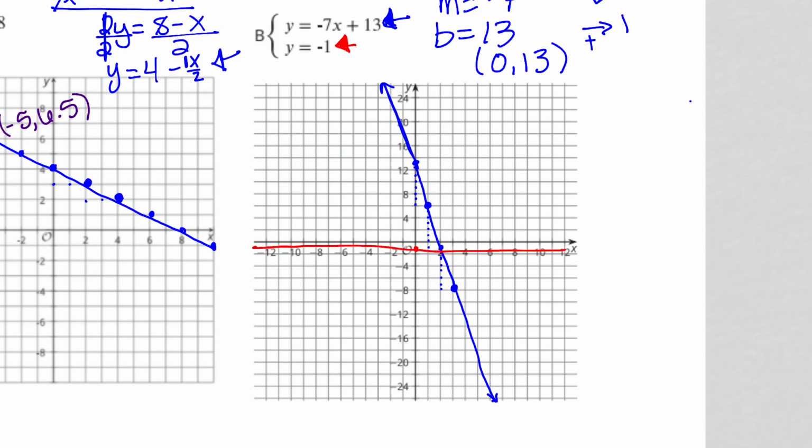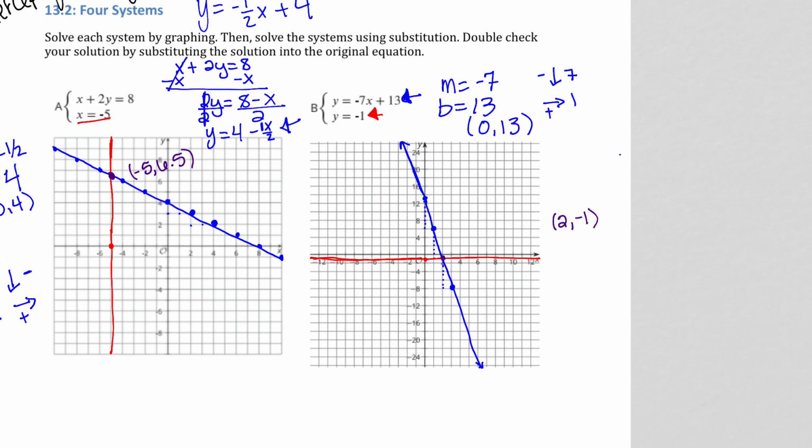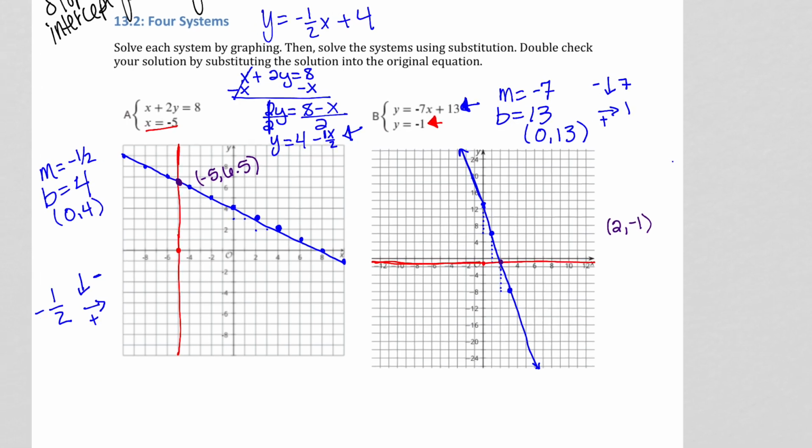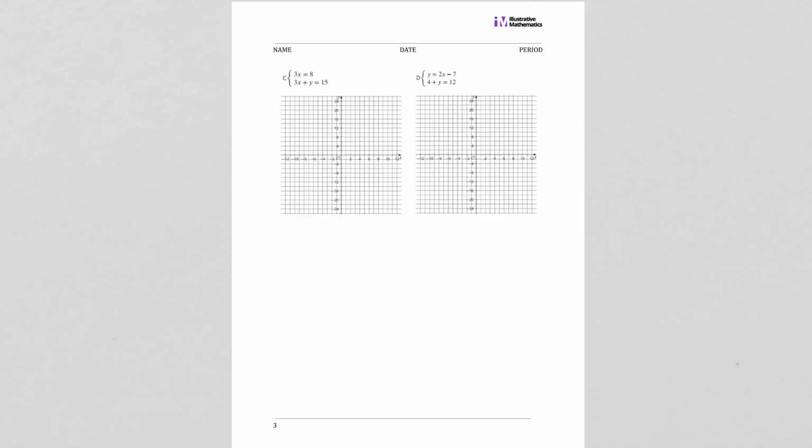That was really not straight, so I'm going to fix that. Let's make it a little bit better. It's all good. Okay, where do my two lines cross? Where do they intersect? At what? -1. All right, let's go to the next page and we are going to graph the next two.